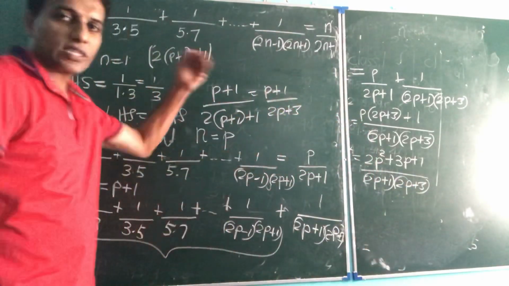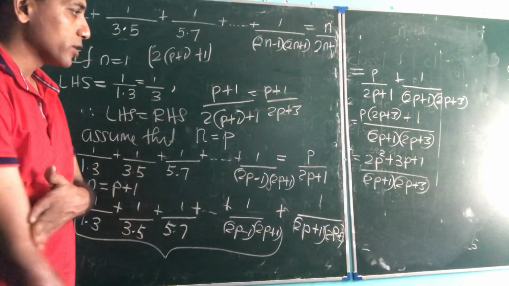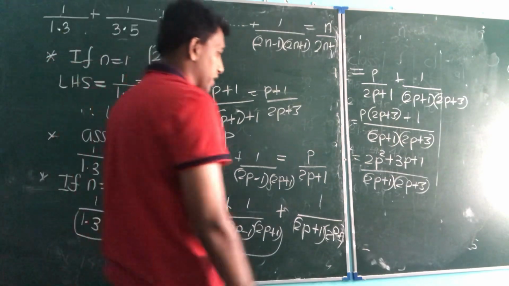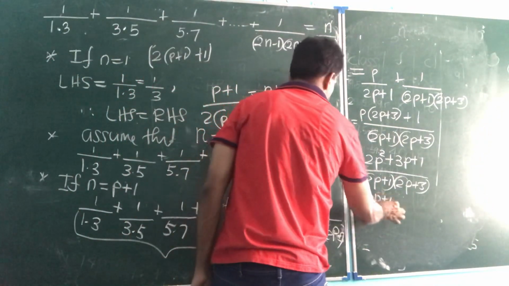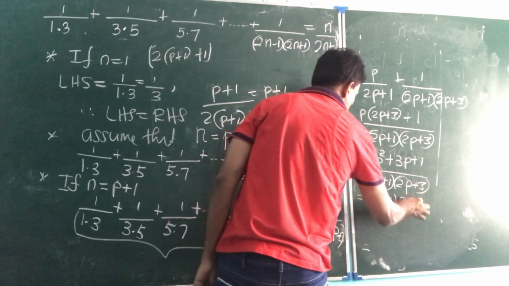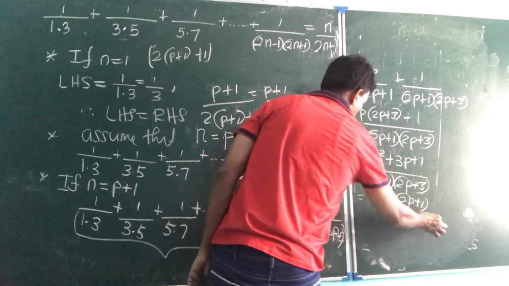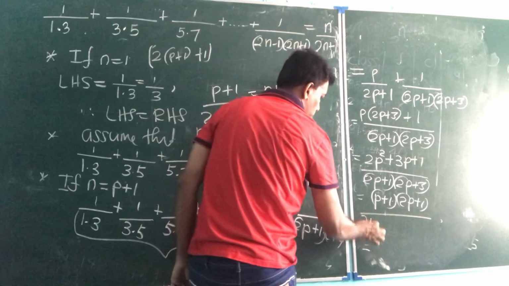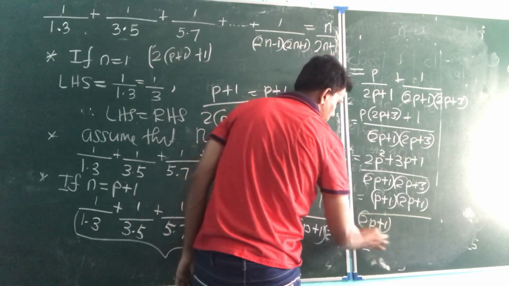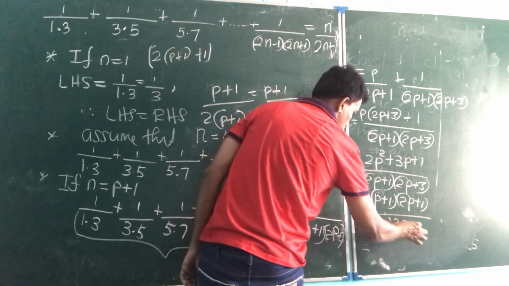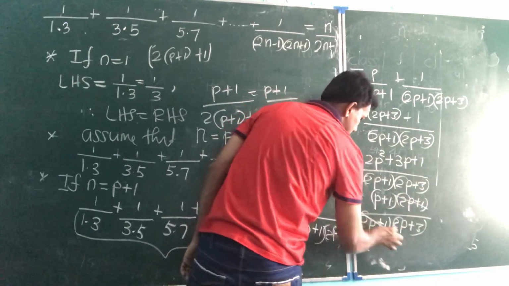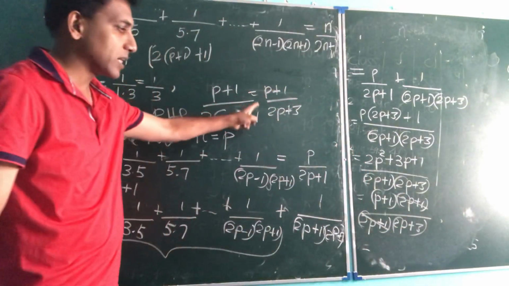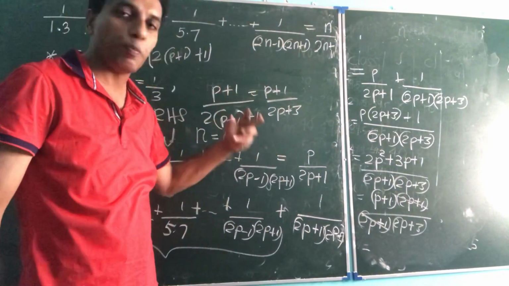So if you factorize the numerator, the two factors can be factorized: (p plus 1) into (2p plus 1), check that, over (2p plus 1)(2p plus 3). Okay, so see, 2p plus 1 cancels. The balance is the answer: p plus 1 over 2p plus 1.